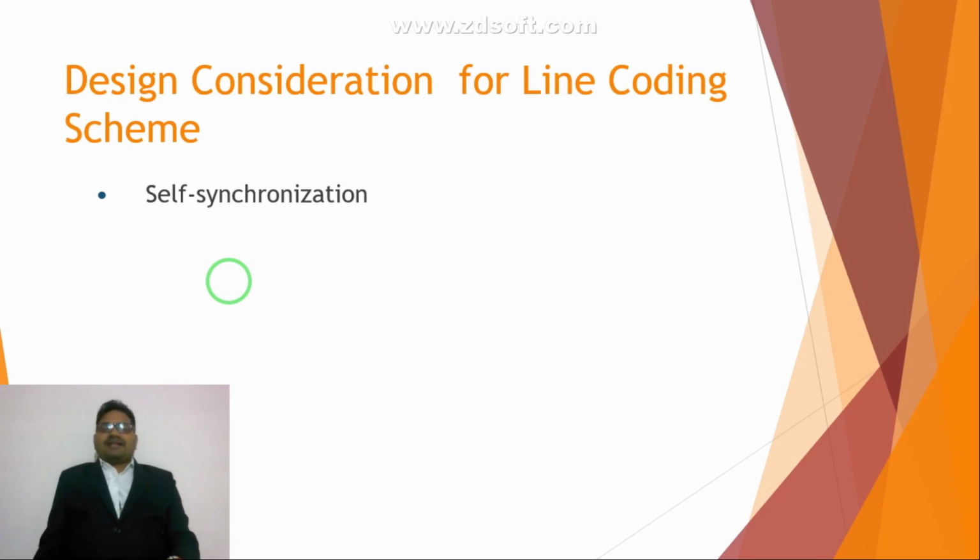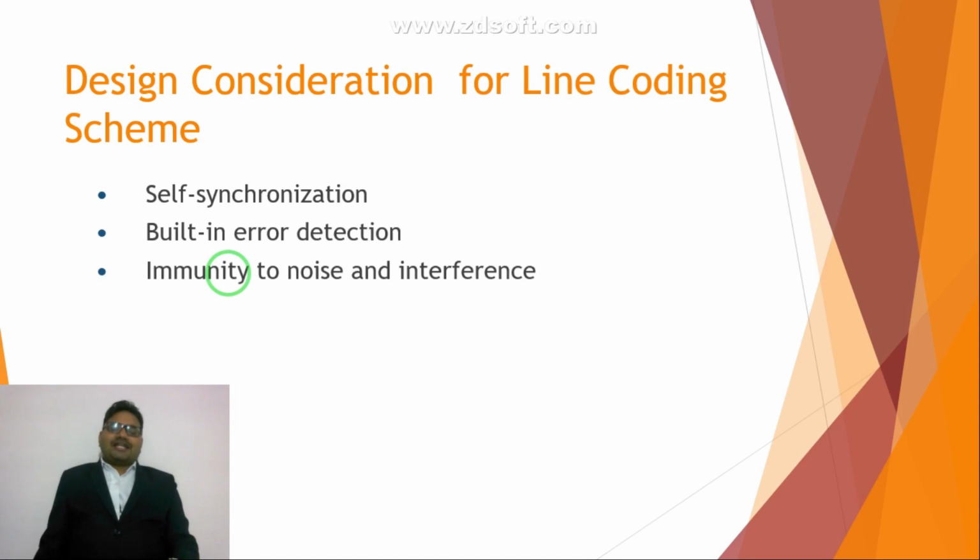Next, self-synchronization. It may happen that the sender and receiver have clock circuitry which are not synchronized. The clock rate of the transmitter may be much faster than that of the receiver, or vice versa. If this mismatch occurs, the receiver may not recognize the transmitted data, whether it is a 1 or a 0. So self-synchronization is a must. And there should be built-in error detection, to tell whether the detected data has an error or not.